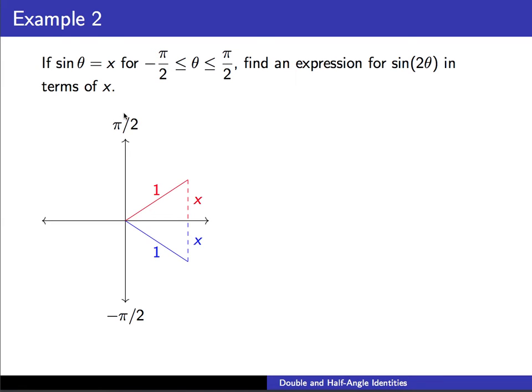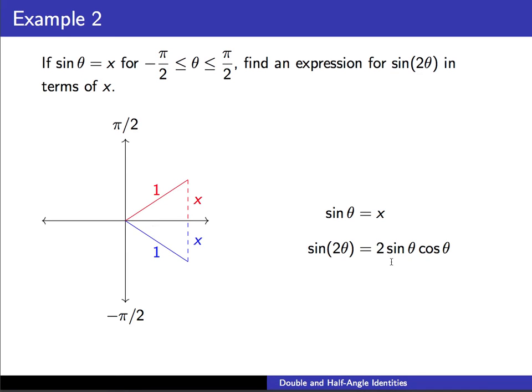So first, let's get an idea of where we are. With theta between negative pi over 2 and positive pi over 2, that could either put it in the first quadrant or in the second quadrant. So here we have a case in the first quadrant in red and a case for the second quadrant in blue. So sine of theta is x, which means x over 1, or opposite over hypotenuse, for each of these two cases.